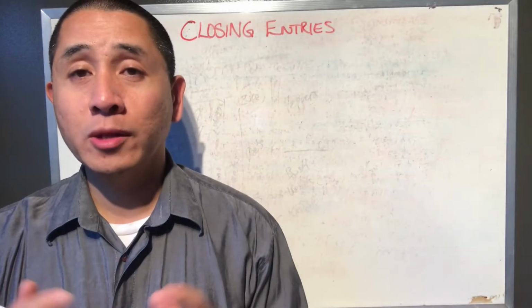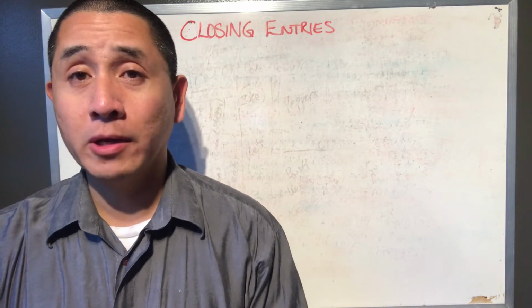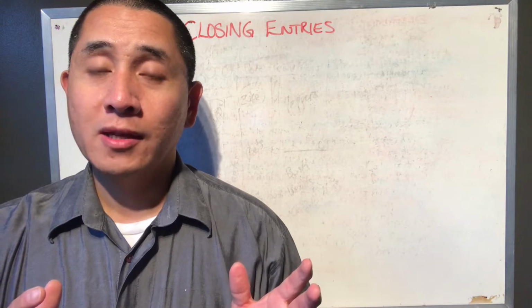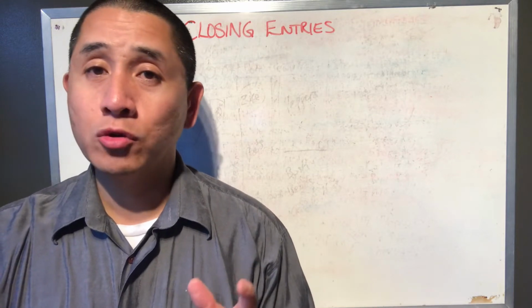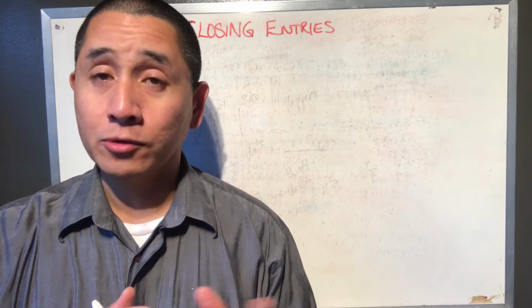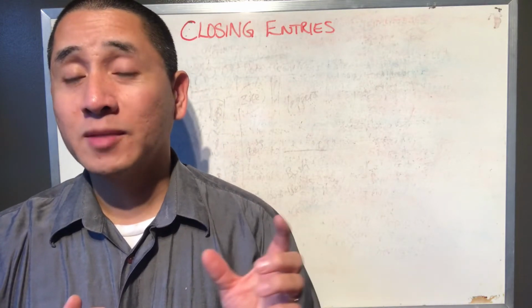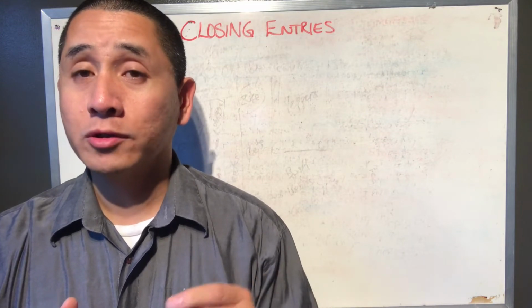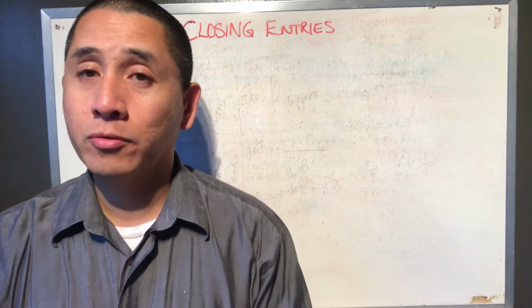Closing entries are usually performed at the end of the accounting period when financial statements are prepared. So for the net income or loss, that's usually reflected in the owner's equity account. Revenue and expenses have to be closed out to what we call an income summary, and withdrawals are closed out to the equity account. So we'll go through all this together.